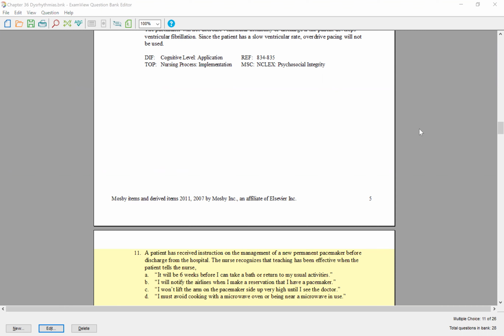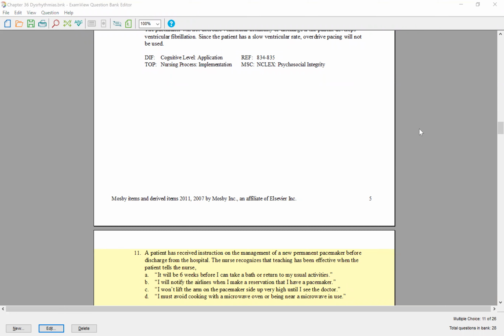I know we see signs everywhere in the hospital that if there's a microwave in use, people with pacemakers, those signs are in the 70s. It's B. I would choose B. Yes. Look at that sentence though. It says, I will notify the airlines when I make a reservation.